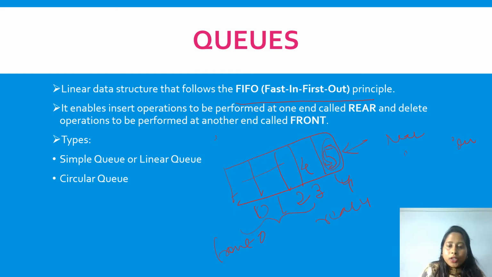So in order to utilize this empty space, we can use circular queue, which will point to the last element will point to the first element.